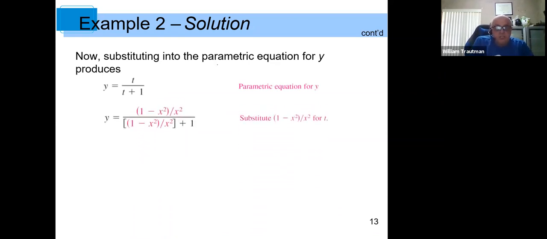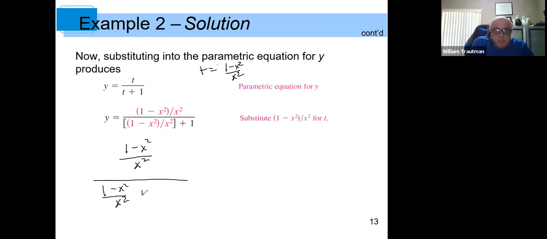And they do that for us here. This is what we got, t equals 1 minus x squared over x squared. So let's just do the algebra here. 1 minus x squared over x squared divided by 1 minus x squared over x squared plus 1. On the bottom, I can change that plus 1 once again, and I'm going to change the colors so you see that. That plus 1, this was a plus 1. I'm changing it to x squared over x squared.